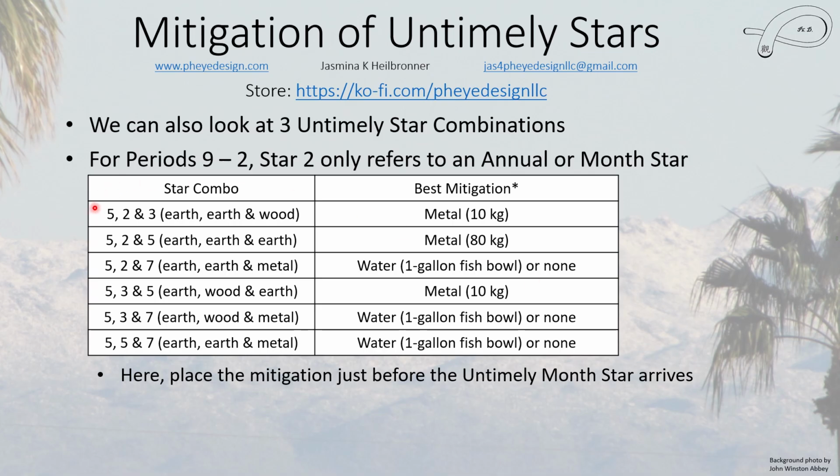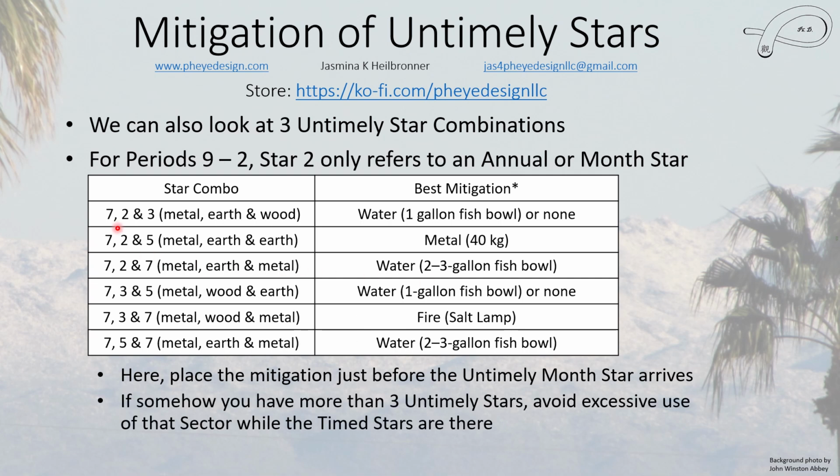So this is basically exactly the same as star 2. That is, you're adding an earth star. So the rules are basically the same. They haven't really changed. You might need a little more metal because 5 is a little bit more nasty than star 2, but you can play it by ear. If 10 kilograms doesn't work, try 15. But the 80 should be okay. So you have to pay a little attention to what's happening to know if you need to add a little more metal or not.